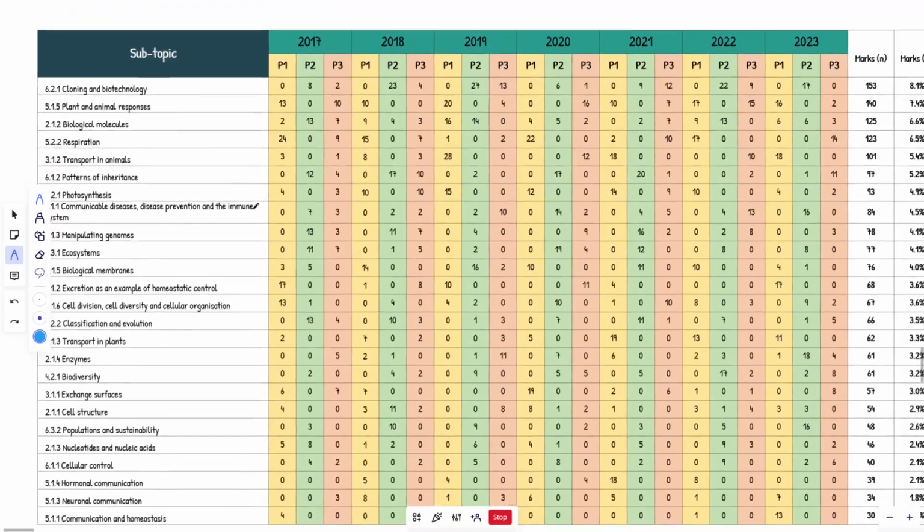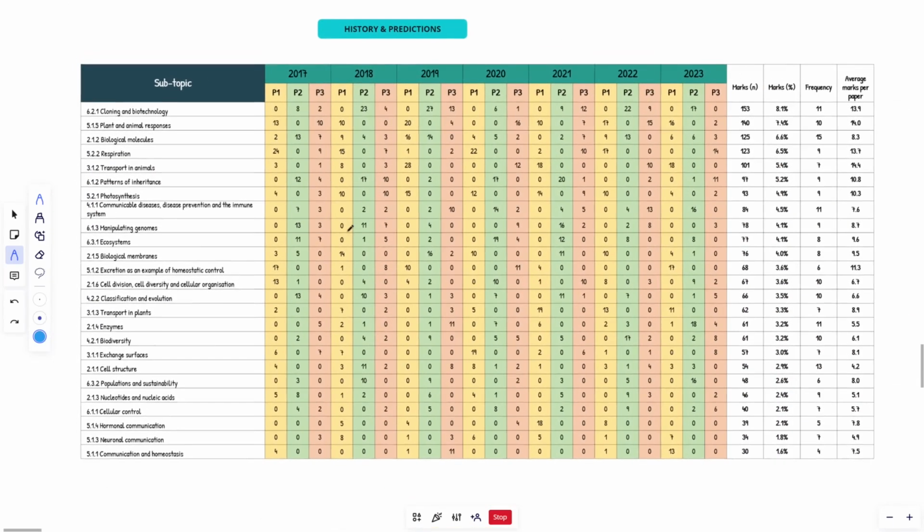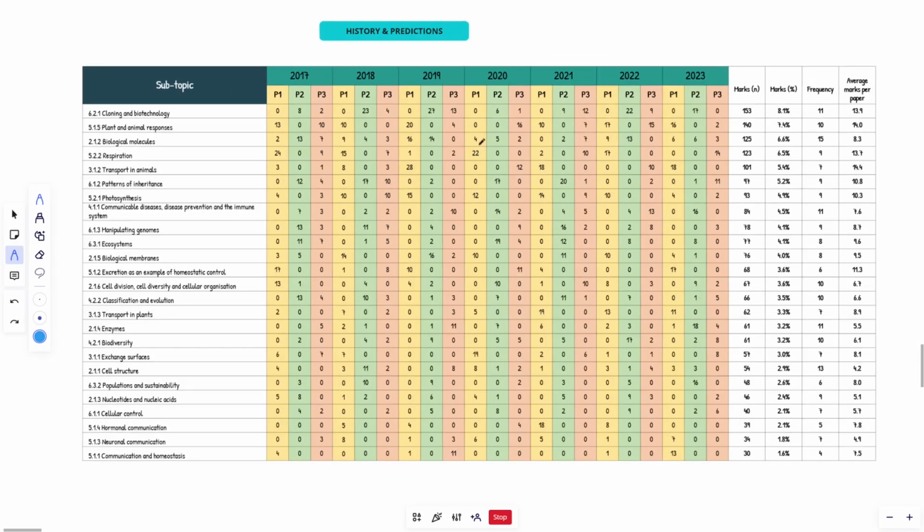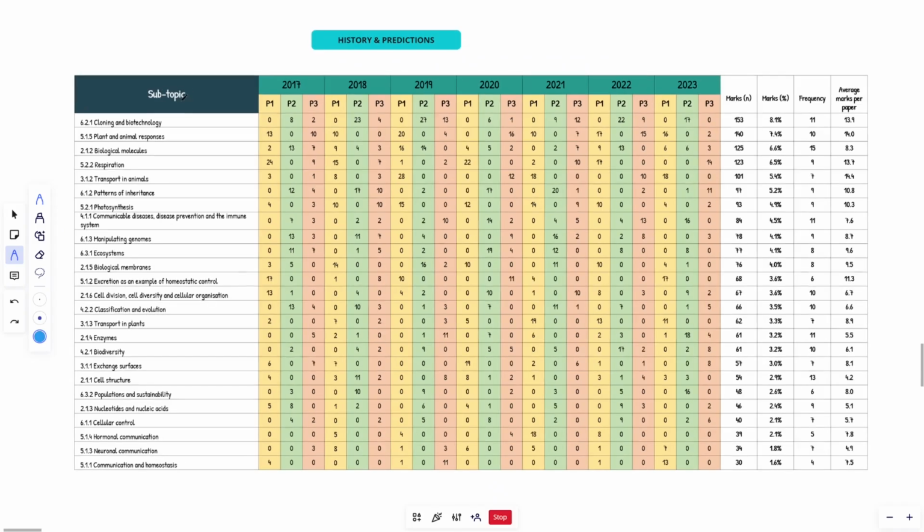I am going to move on to this beast of a table right here. This is the history and predictions table that I want you guys to take advantage of this year, okay? So I'm going to briefly explain the table. I did the same sort of table for AQA, and I've tried to present it in the clearest way possible. I'm sure there's some improvements, but here we go. I'm going to explain it briefly, and then feel free to just work through it yourself. You don't have to hear me ramble on about different subtopics.